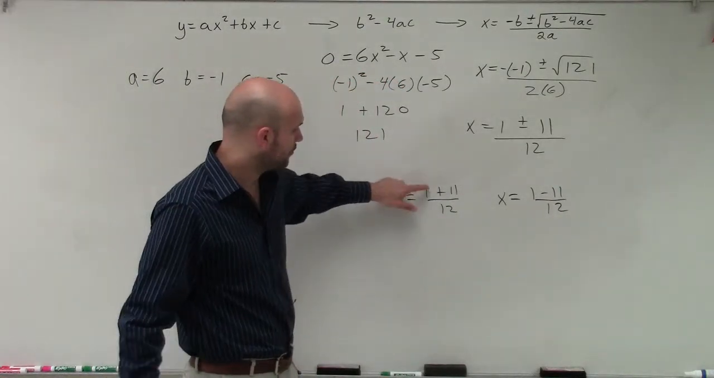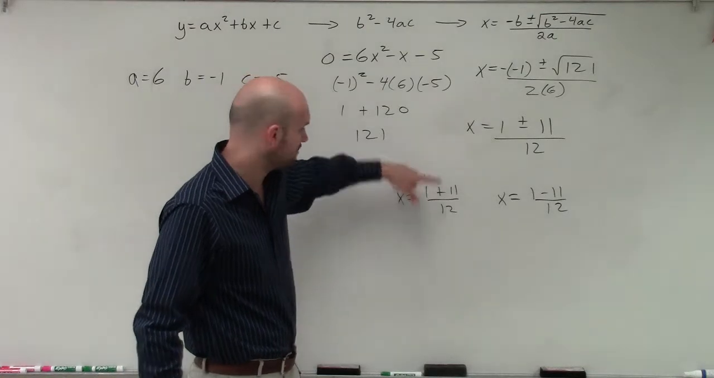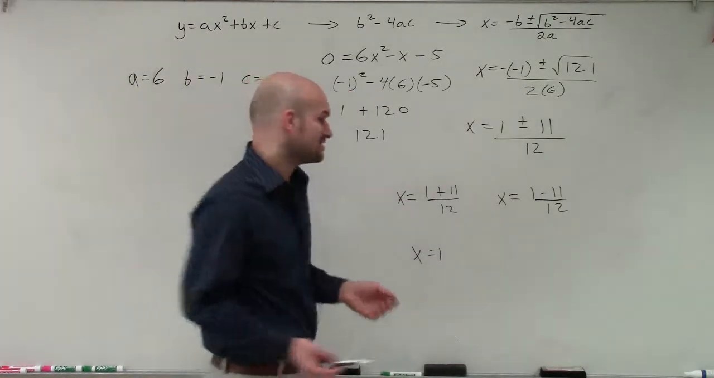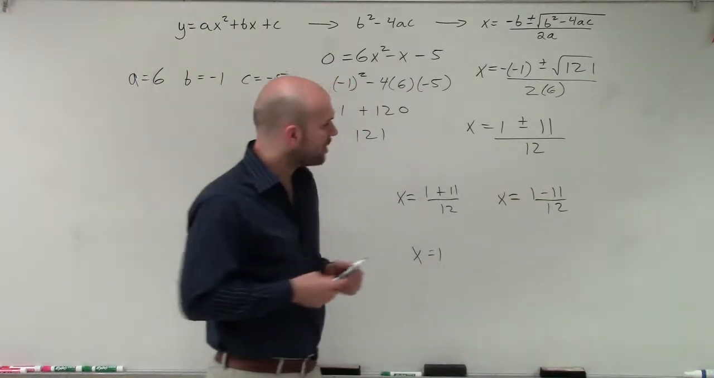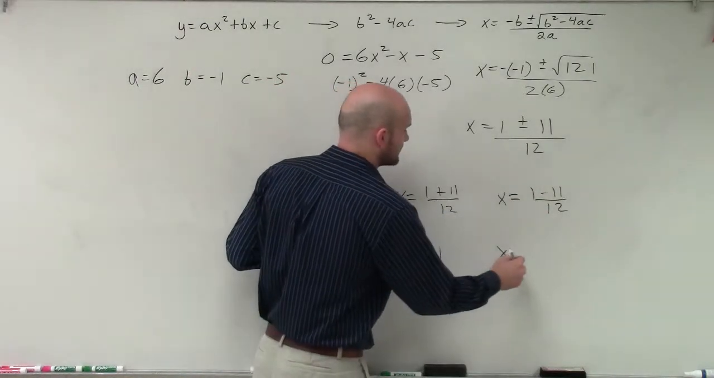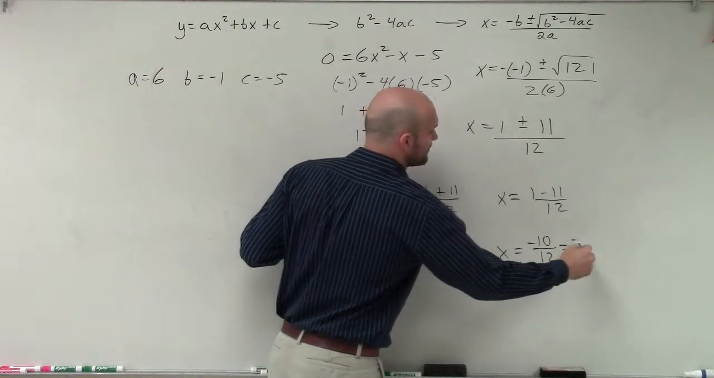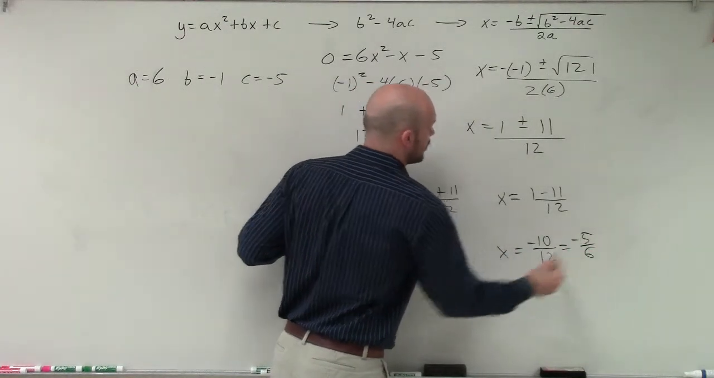Well, here, 1 plus 11 is 12. 12 divided by 12 equals 1. So you can say x equals 1. 1 minus 11 is going to be a -10. So I have -10 over 12, which we can simplify to -5 over 6.